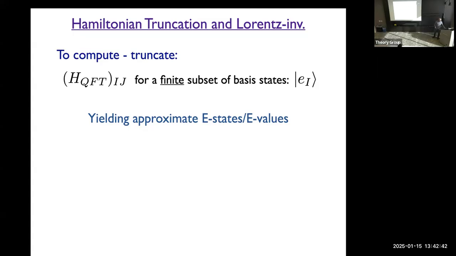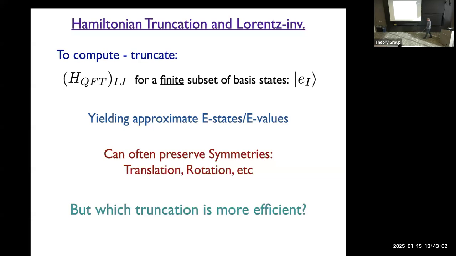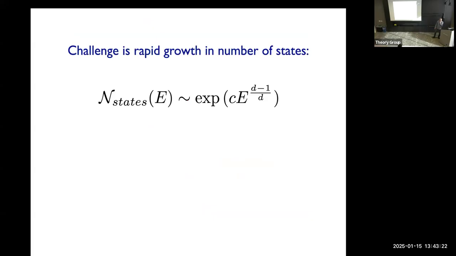And the advantage of that technique is that very often you can arrange for a truncation that preserves some subset of the symmetries: translation invariance, rotation invariance, sometimes supersymmetry. So that's the nice aspect of this method. But for every given problem, you might have to think about what kind of truncation is more efficient, that is to say, which truncation more readily gives you access to the low energy states. So in some sense it's a kind of trial and error.